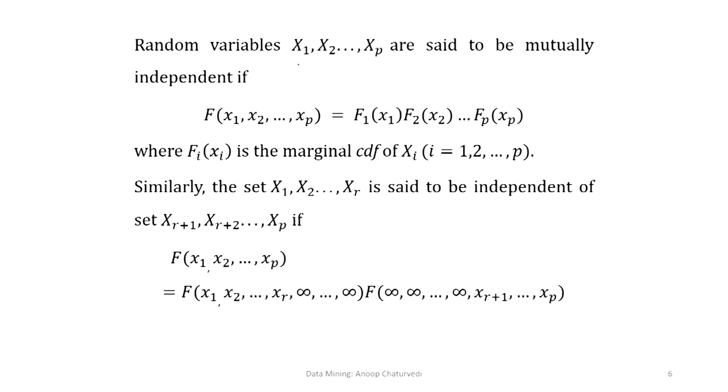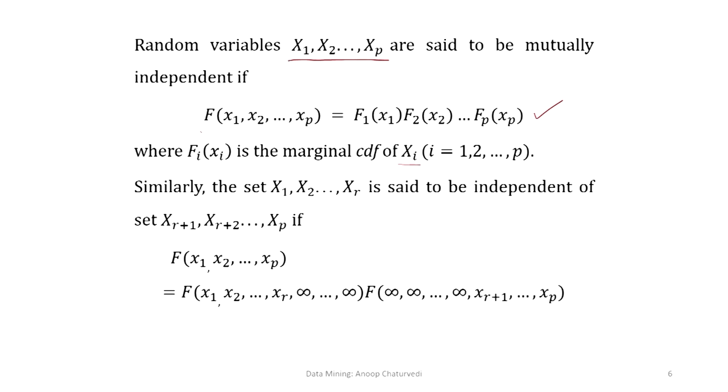Then, the set of random variables x1, x2, ..., xp are said to be mutually independent if we can write the joint CDF of x1, x2, ..., xp in the form of product of their marginal CDFs. So, capital F of x1, x2, ..., xp is equal to f1(x1) f2(x2) ... fp(xp). Here, fi(xi) is the marginal CDF of xi for all i equal to 1 to p. So, if this condition is satisfied, then we say that x1, x2, ..., xp are mutually independent random variables.